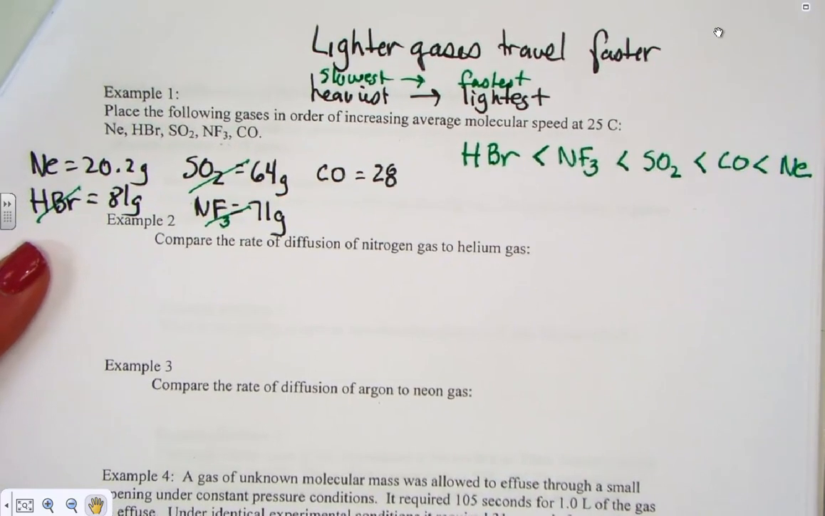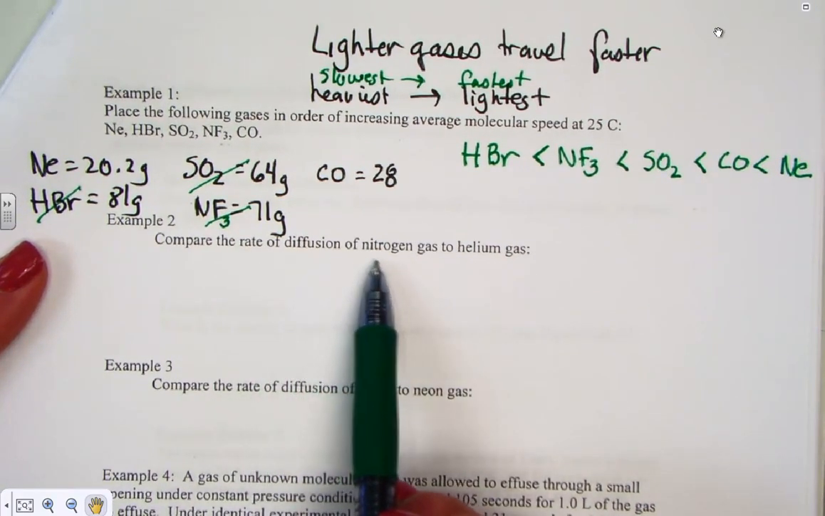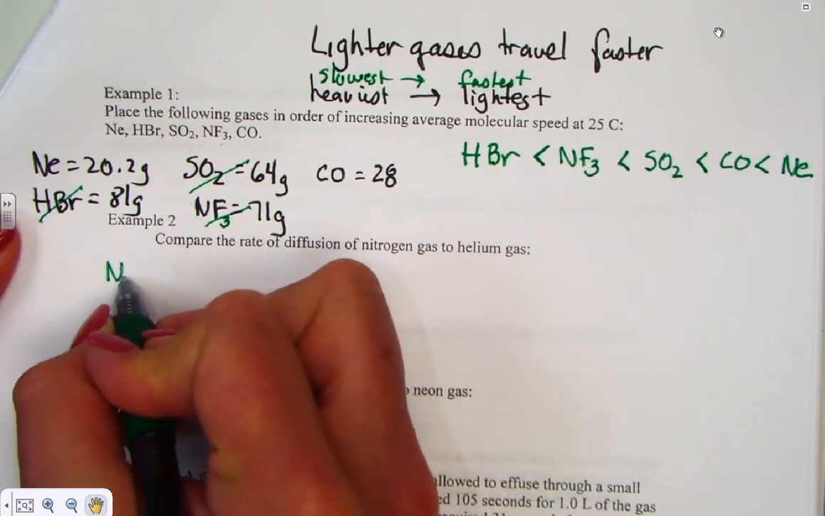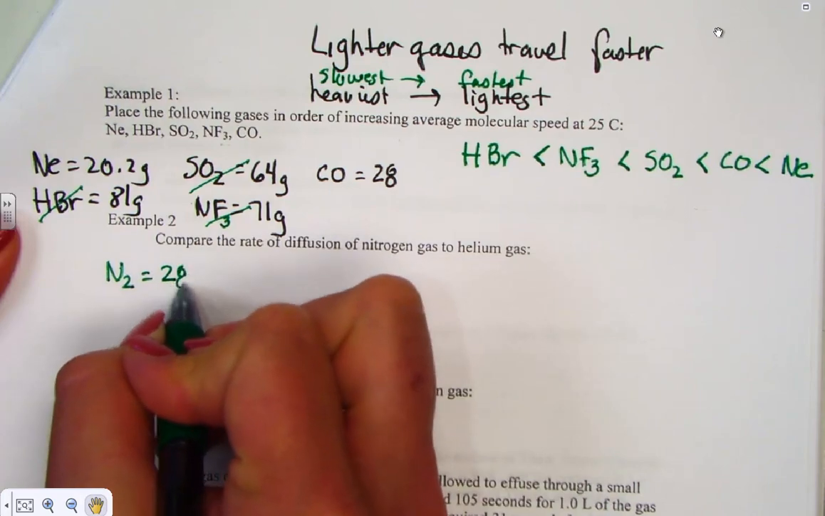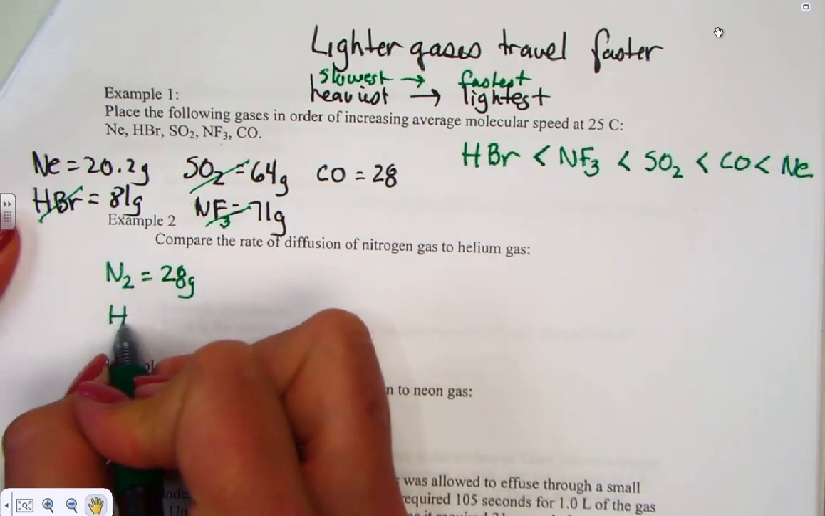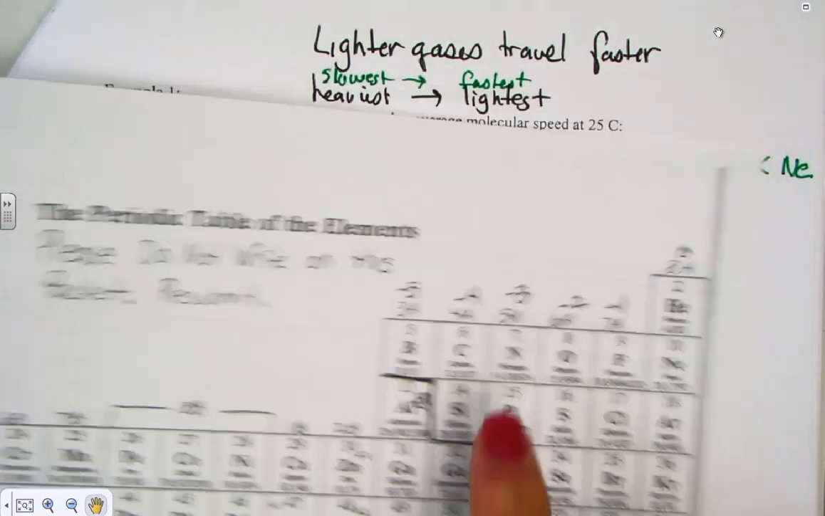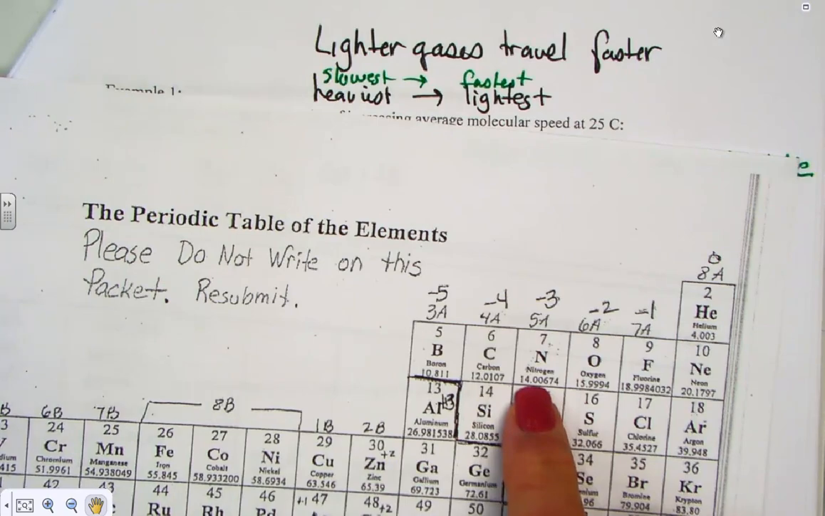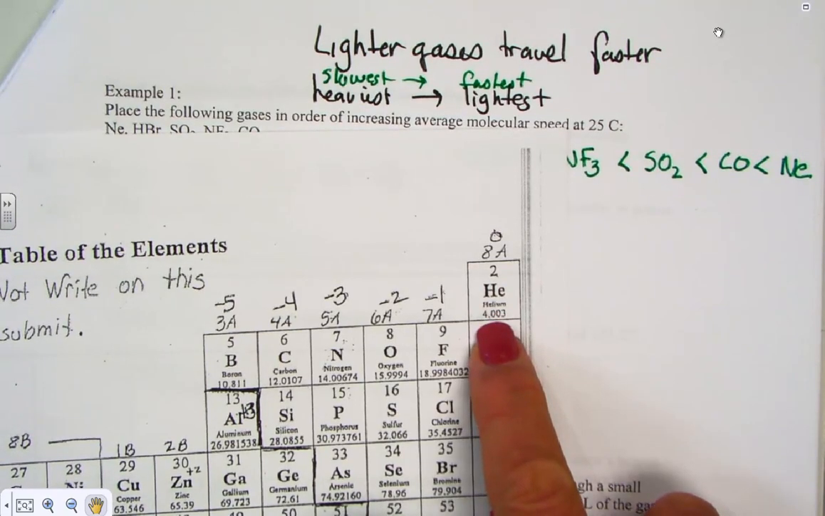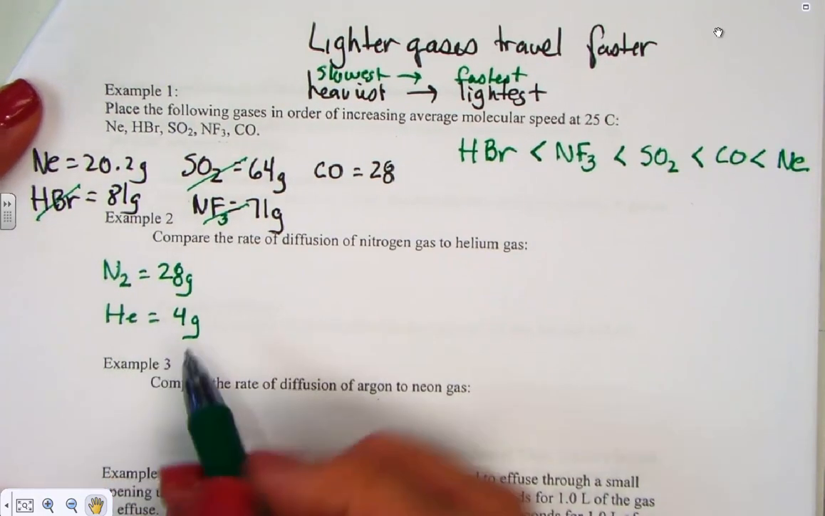In our second example, we want to know the rate of diffusion of nitrogen gas compared to helium gas. So nitrogen gas, of course, is diatomic. It has a molar mass of 28. We're going to compare that to helium, which has a molar mass of 4. So just finding molar mass, nitrogen is diatomic, so 28. Here's helium, molar mass of 4. We already know that helium is going to travel faster.